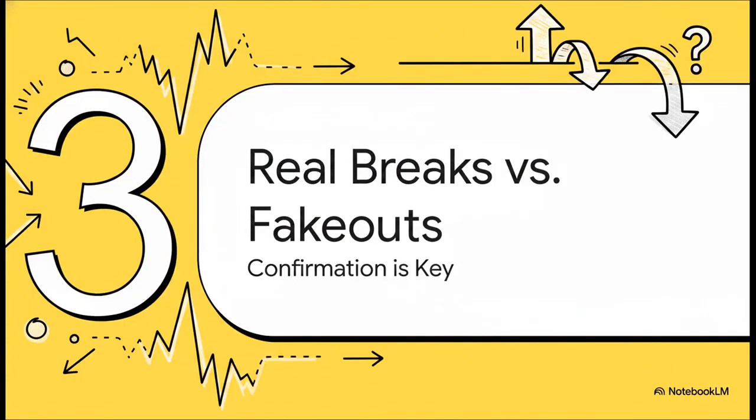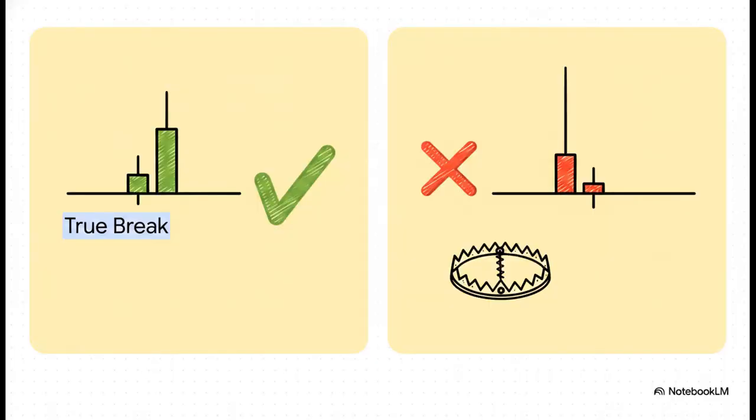But here's where it gets a little tricky, and honestly, where a lot of new traders get trapped. Not every little poke below a key level is the real deal. Sometimes the market is just trying to fake you out. So how do you tell the difference between a real break and a fake out? It's not about where the price went for a split second. It's all about how the candle actually closed.